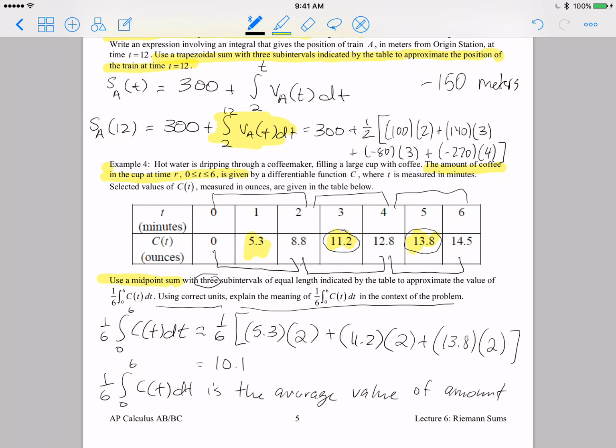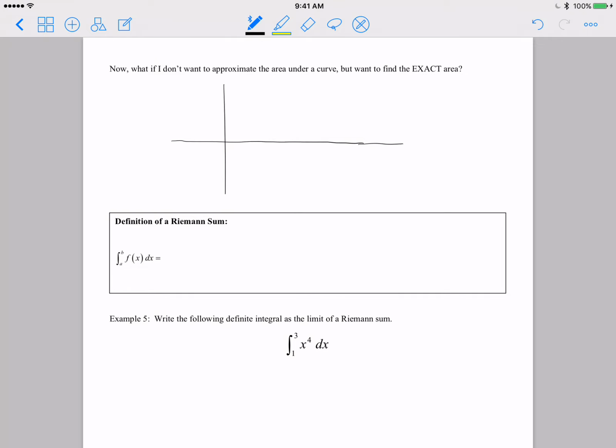Okay, well, what if I don't want to approximate the area under the curve, but I want to find the exact area? Okay, well, I can do that. It's just going to take a lot of rectangles. Here's what I want you to see, and I'm going to try to make this as clear as possible. Let's see if I can draw a function that looks like this, and I want to find the exact area under this curve. And no, it's not a circle, so I can't just use the circle formula.